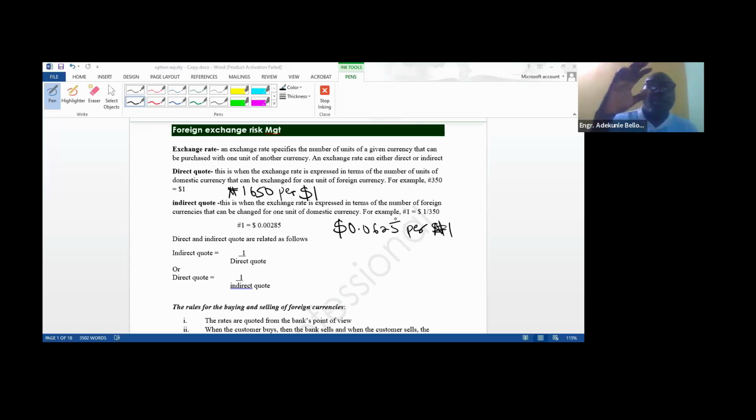Please note, the relationship between direct and indirect quote is reciprocal. That is, you can calculate indirect quotes as 1 over direct quotes, or you can calculate direct quotes as 1 over indirect quotes. It's a reciprocal relationship.